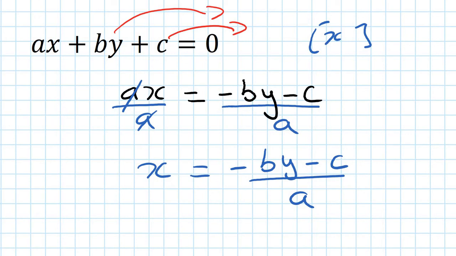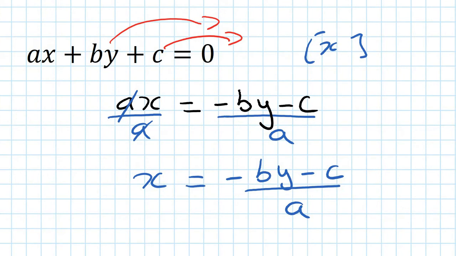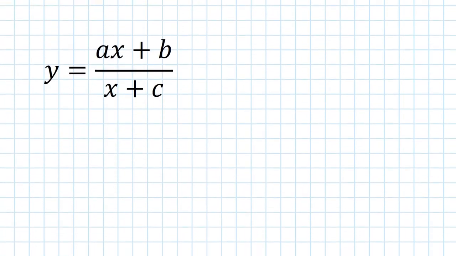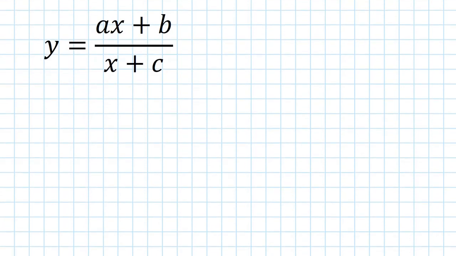See? Very simple. Just follow the process, okay? Let's move on to this one here. Now, y equal to (ax plus b) all over (x plus c). Let's make x the subject.